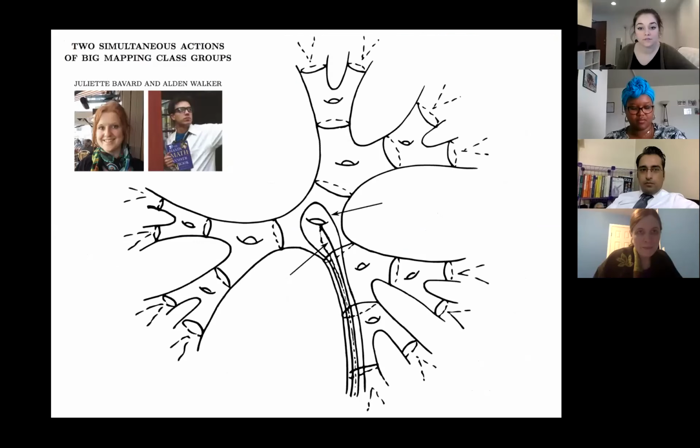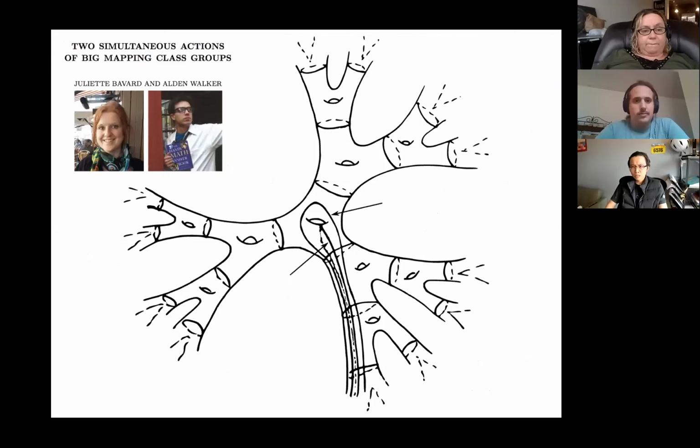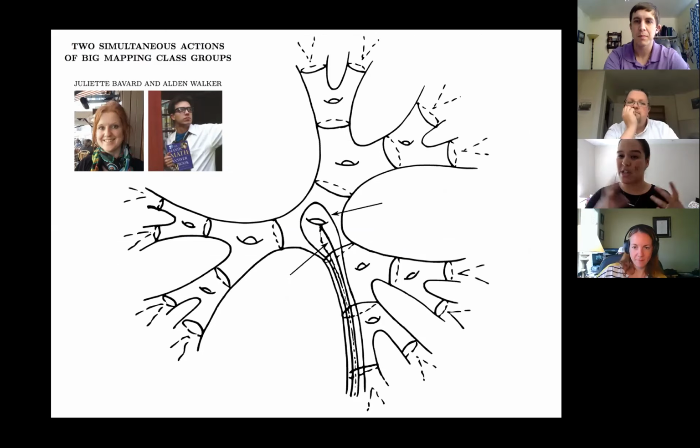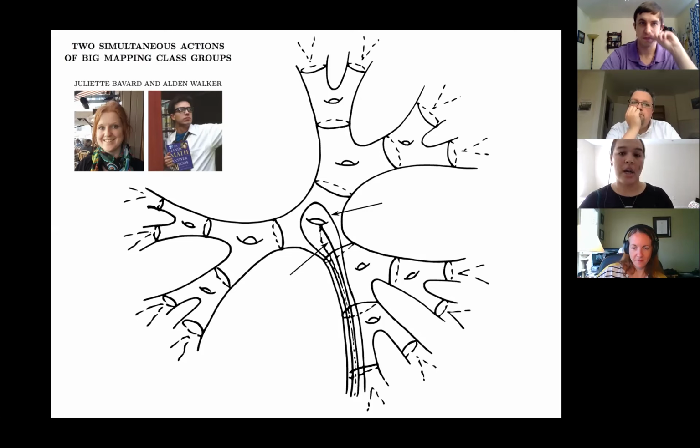So this is another fun one because it's well studied enough that it has a name. This is coming from a paper of Juliette Bavard and Alden Walker called Two Simultaneous Actions of Big Mapping Class Groups. This is also a paper studying the action of the mapping class group on some complex of curves or arcs or loops. This is called a blooming Cantor tree because it has a whole Cantor set worth of punctures, but it also has an infinite amount of genus. So you can think of it as this branching Cantor set with genus placed at each branching point. Okay.